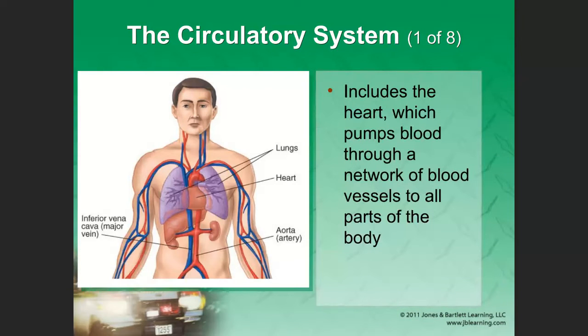Now, the circulatory system. The circulatory system includes the heart, which pumps blood through a network of blood vessels to all parts of the body. So the circulatory system consists of the heart, which is a pump. It consists of blood vessels, which are the pipes, and it consists of fluid, which is the blood and plasma. And the main function of the circulatory system is to circulate blood to all areas of the body.